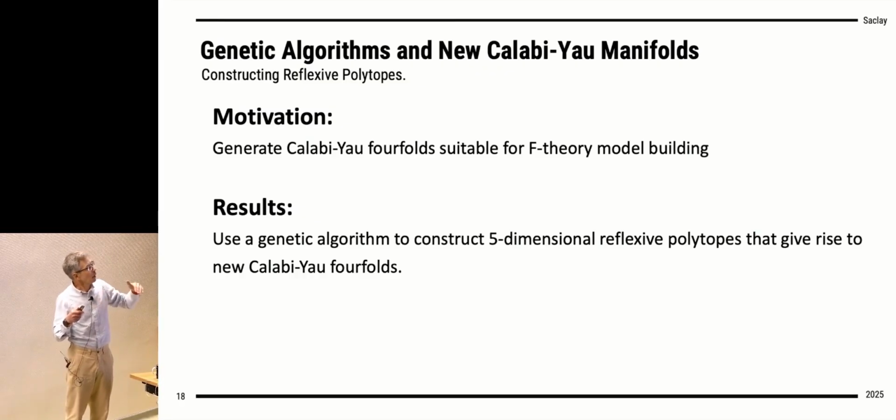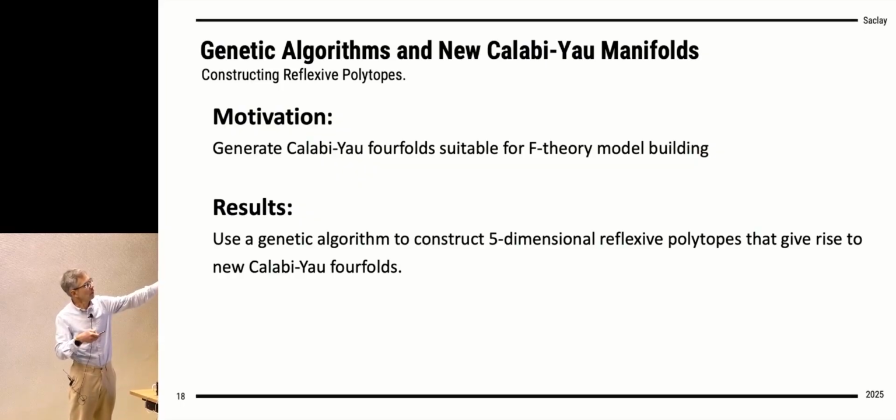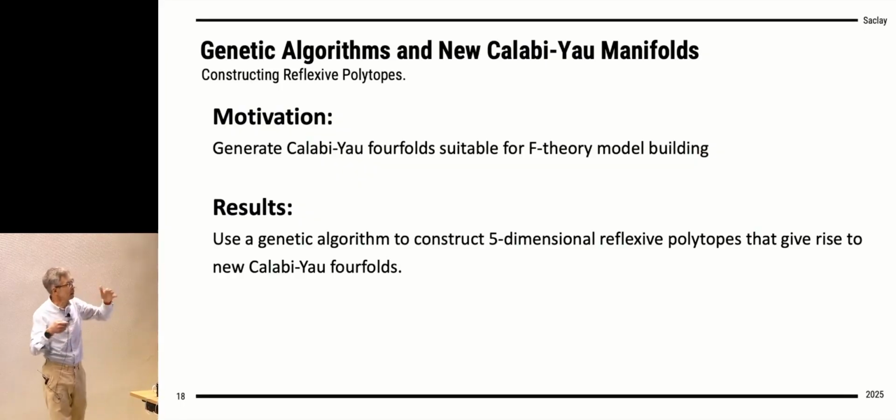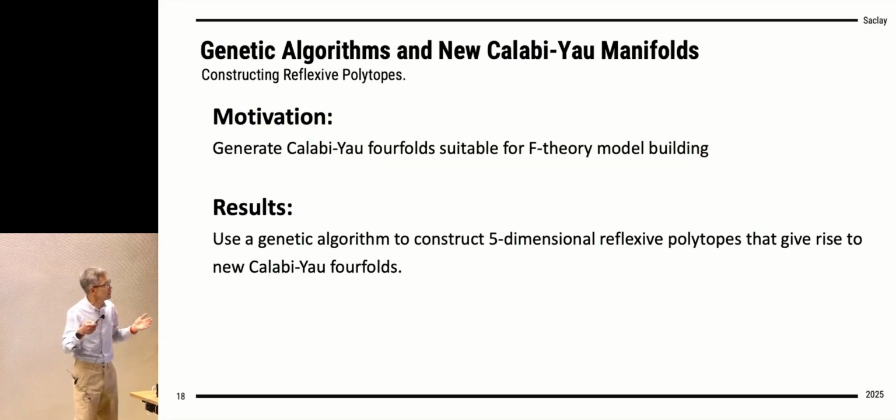Okay, well, what you can do, and what people have done before, is to look at Calabi-Yau 4-folds. So why Calabi-Yau 4-folds? That seems, now we're running out of dimensions.